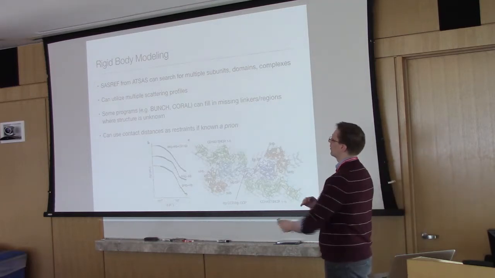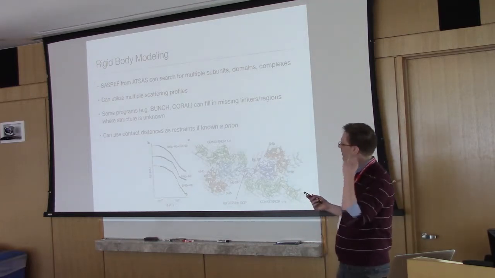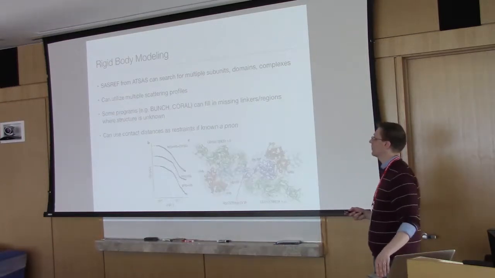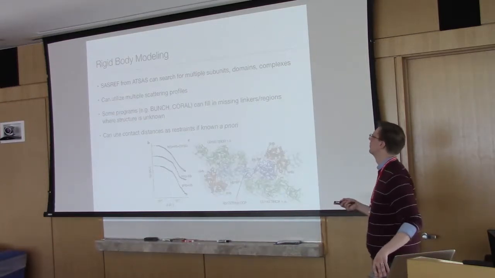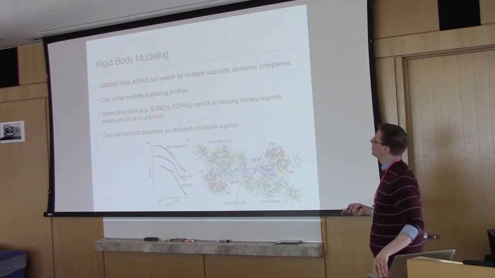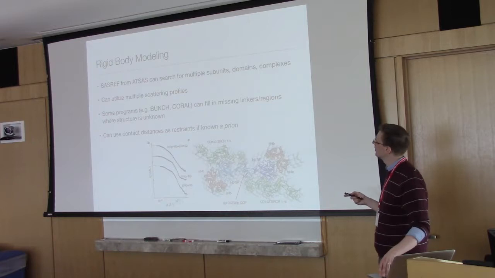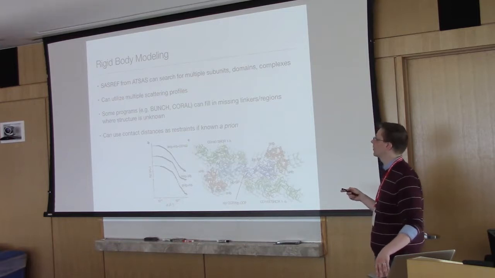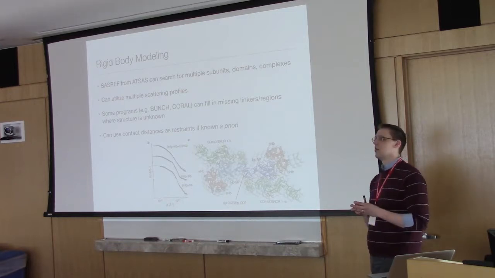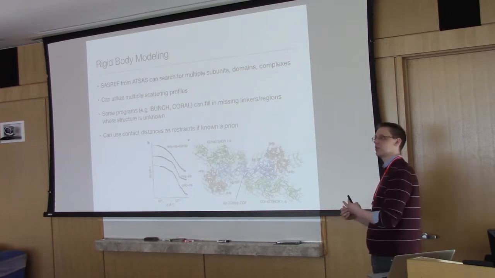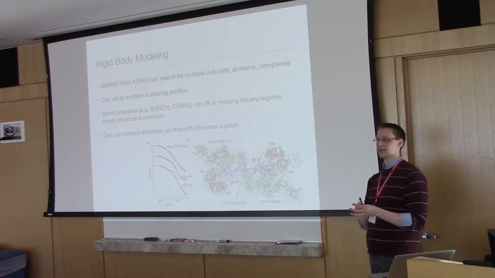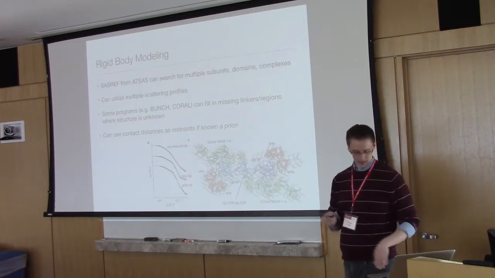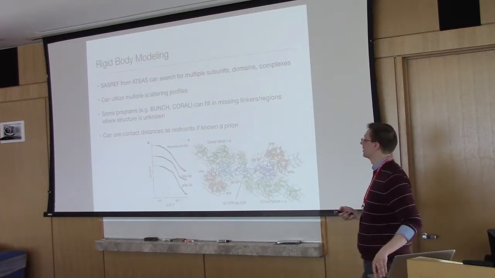Okay, so one of the most common programs for doing rigid body modeling is called SASREF. This is part of the ATSAS package. There are others, but this is just one I picked. You can search for multiple subunits, domains, or put complexes together. Other programs such as CORAL, I don't know if BUNCH is really a thing anymore, but CORAL can handle multiple components, you can add in symmetry, you can say this is a complex, you can do mixtures of things. It's actually quite advanced.